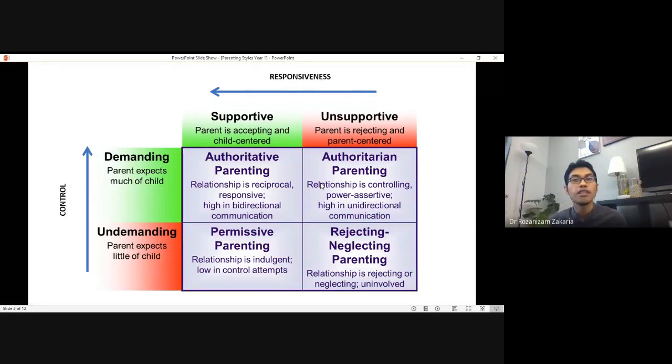And some are not really responsive and not really controlling. So that is neglectful parenting. The ideal way of parenting is basically authoritative. That means you are very responsive, and at the same time you have some degree of control. You have a balance between responsiveness and control. So that is authoritative parenting.